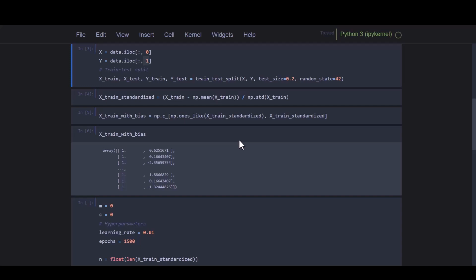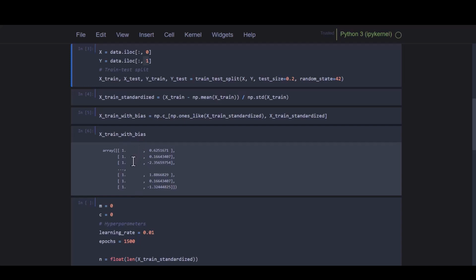So this np.c_ converts this 1D array. We had the X_train data as a 1D array. Now we are converting it into a matrix. That is, it is a two-dimensional array where every feature in the X_train contains one more value, that is 1. So that here we can see the values after adding the bias term.